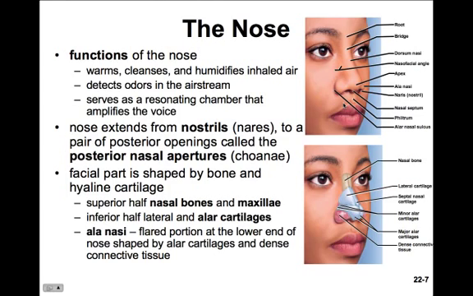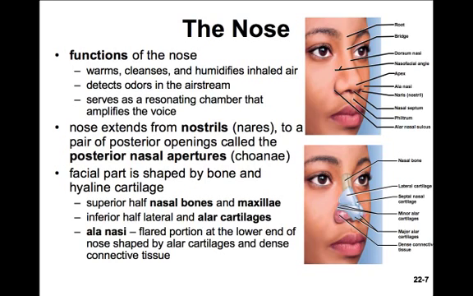So let's begin by looking at the nose. The nose functions in warming, cleansing, and humidifying the inhaled air. It also detects odors in the airstream and serves as a resonating chamber that amplifies our voice. The nose extends from the nostrils, or the nares, to a pair of posterior openings called the posterior nasal apertures, or choanae. The facial part of the nose is shaped by bone and hyaline cartilage.